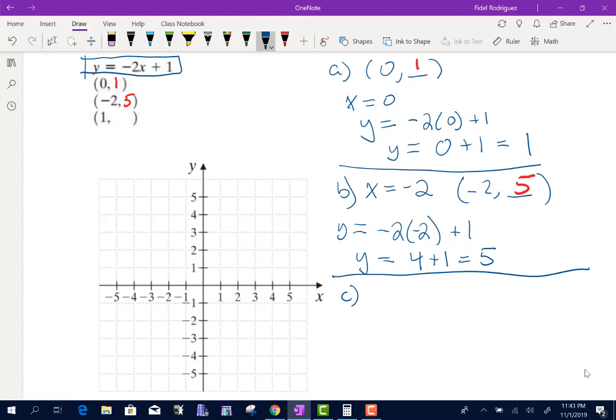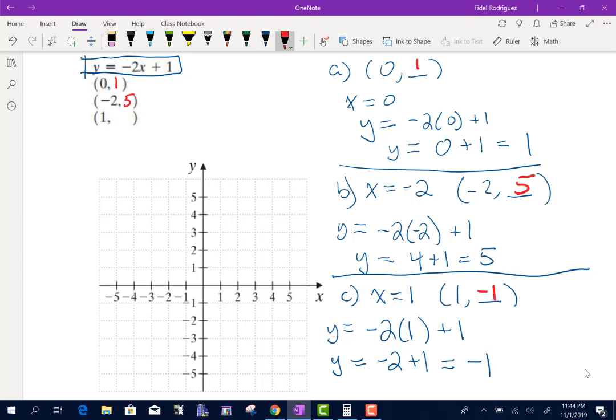Now I'm going to do this a third time, part C. My number x is 1 because I have the point 1, comma, blank, right? So I'm going to write out my equation again. Y equals negative 2 times x, which is 1, plus 1. So y equals negative 2 times 1 is negative 2. And negative 2 plus 1 is the number negative 1. That's a negative 1.